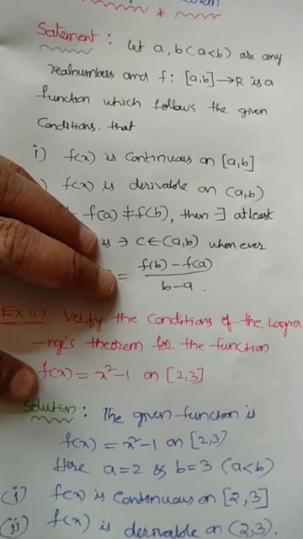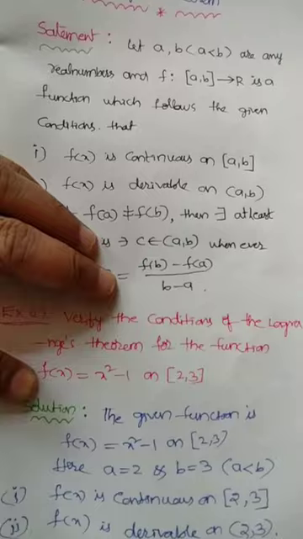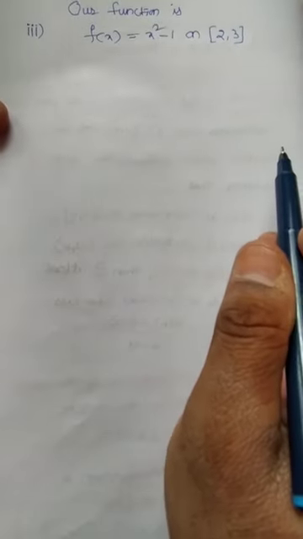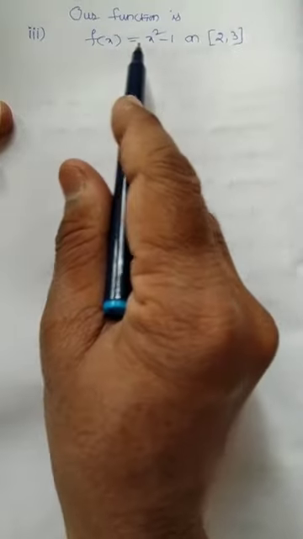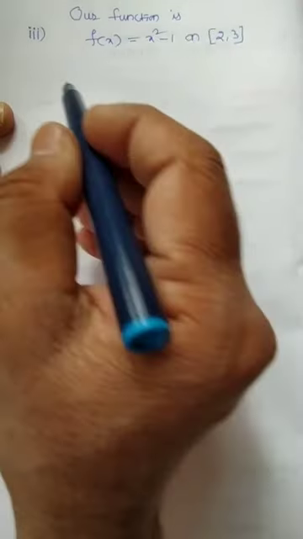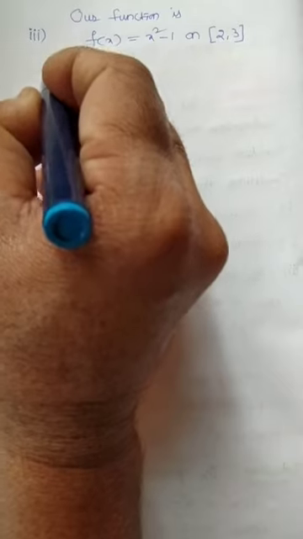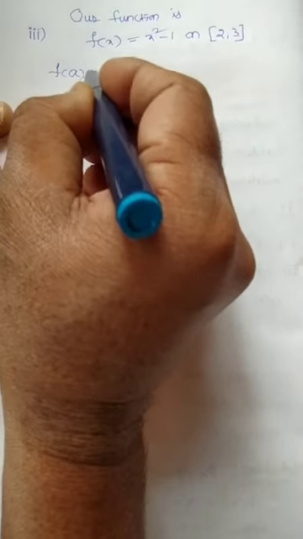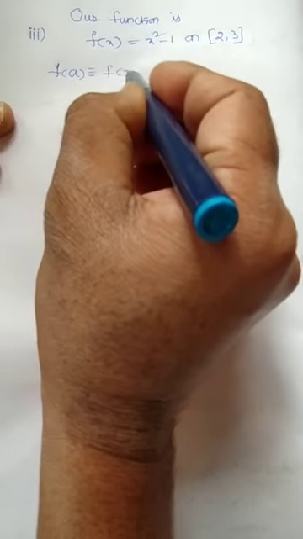Now we have to verify the third condition. For the third condition, what is our function? F of x is equal to x square minus 1 on 2 comma 3. Now we are going to find first the f of a value, which means we are going to get f of 2.